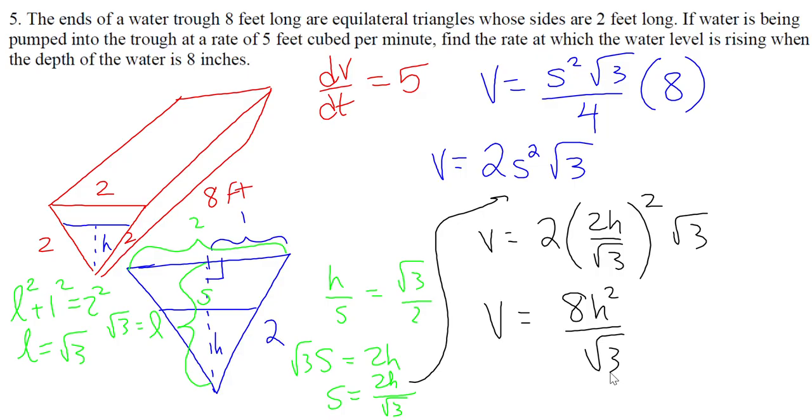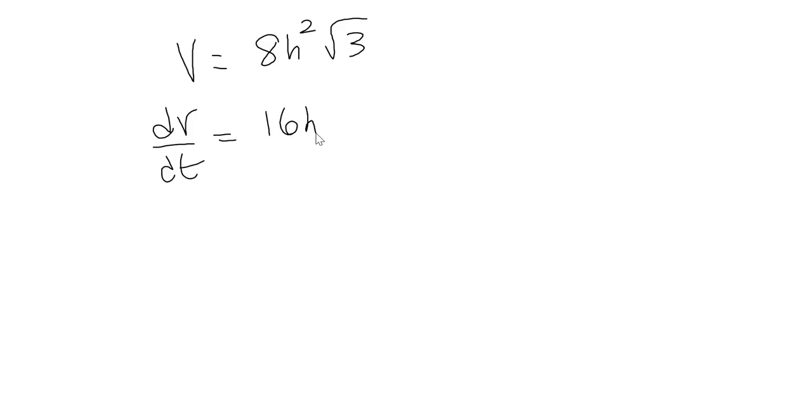And so now we've got the volume written in terms of the variable that we want to find the rate of change of. So what we'll do is we'll just go to a new page here. Using volume is equal to 8h squared over root 3, we'll take the derivative with respect to time, getting 16h over root 3 dh dt. Then we'll just plug in our values.